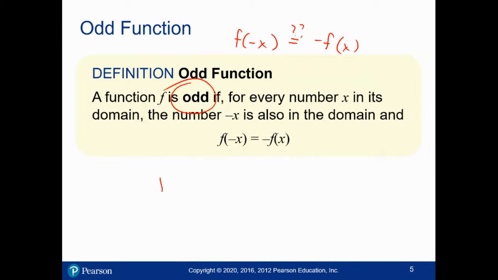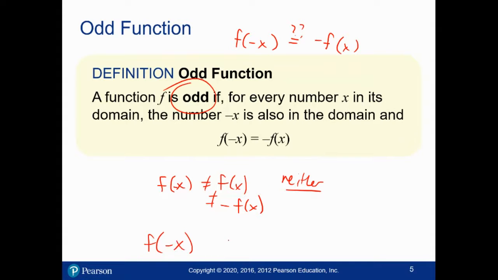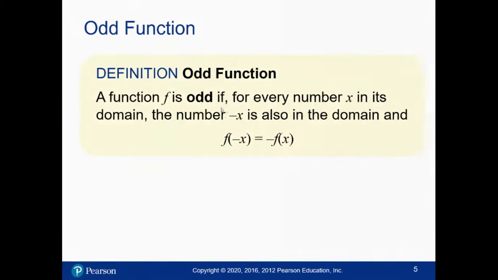In the example we did in section 2.1, f of minus x was definitely not the same thing as f of x, but it also was not the same thing as minus f of x. So it was neither even nor odd. If f of minus x is the same as f of x, we call that even. If f of minus x is minus f of x, we call that odd. It's possible for functions to not do either thing.